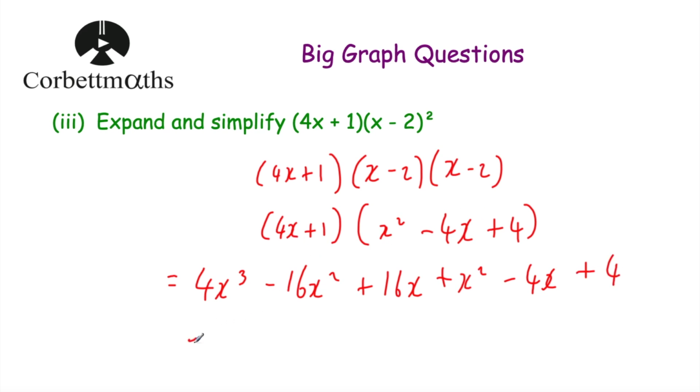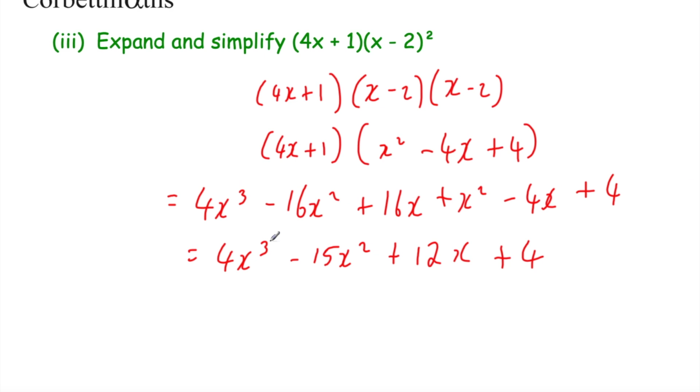Now we just need to collect the like terms. So when we do that, we've only got one term of x cubed, so that'll be 4x cubed. Now the x squared terms, we've got minus 16x squared plus 1x squared, that'll be minus 15x squared. Then our x terms, we've got 16x take away 4x, that'll be 12x, so plus 12x. And then finally we've got our plus 4 on the end. So that's it, we've expanded and simplified those brackets. And our answer would be 4x cubed minus 15x squared plus 12x plus 4. And we'll probably use this in our next part.